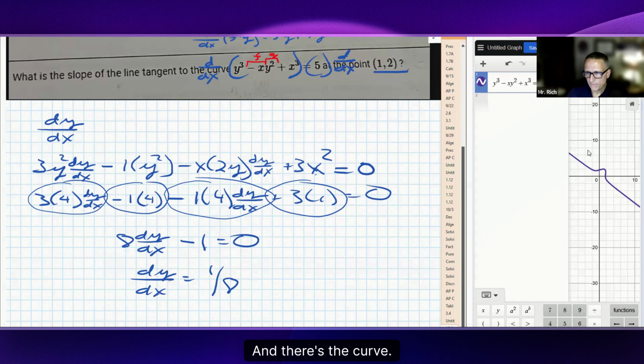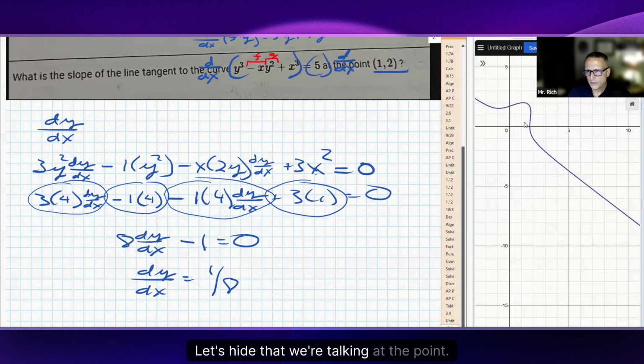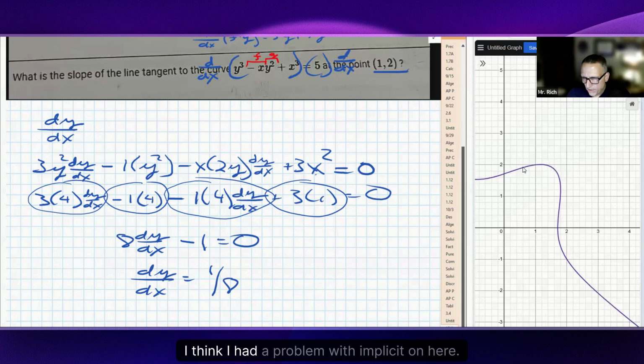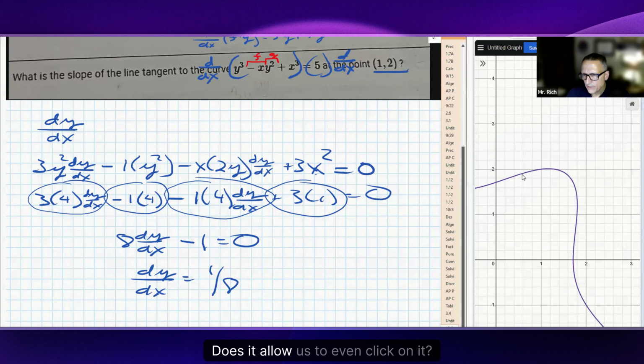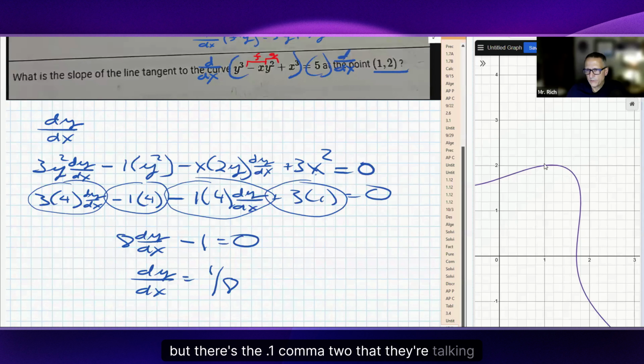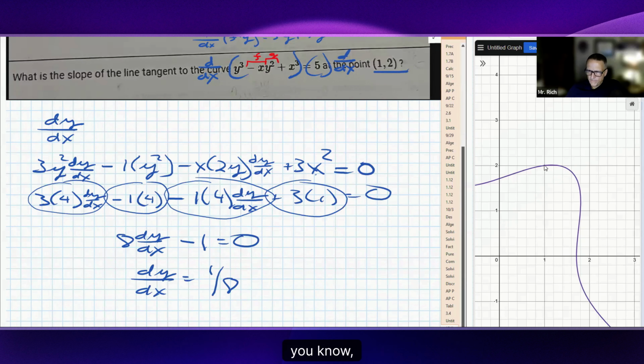And there's the curve. Let's hide that. We're talking at the point (1, 2), so (1, 2) had better be on there. It is. Oh, I think I had a problem with implicit on here. Does it allow us to even click on it? It doesn't, but there's the point (1, 2) that they're talking about. And I could see that slope being 1/8. It could be that flat. It's definitely a positive at that point. But yeah, so that gives me some assurance that I think I'm close on that.